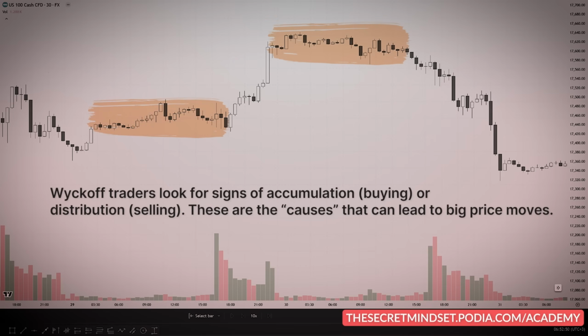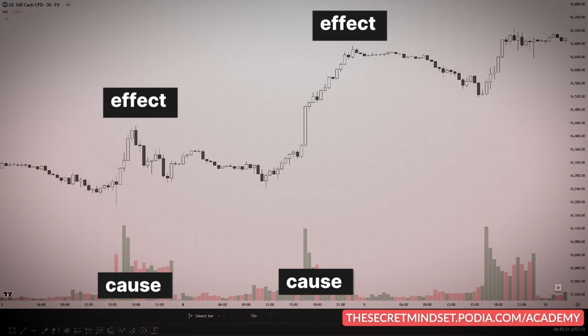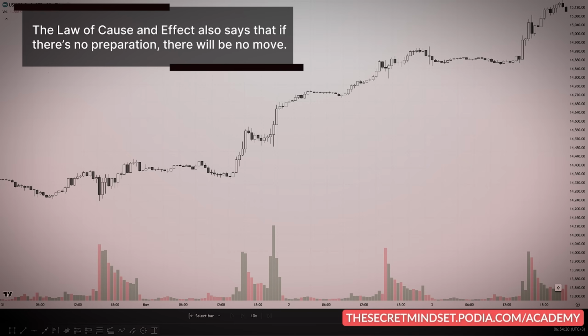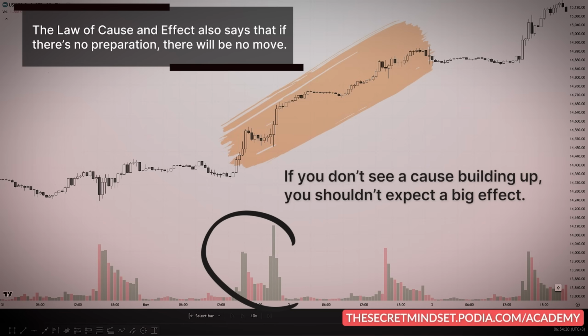This is why Wyckoff traders look for signs of accumulation, which is buying, or distribution, selling. These are the causes that can lead to big price moves. This law helps explain why markets sometimes seem to move for no reason. There's always a reason, but it might have been building up for a while before you noticed it. The law of cause and effect also says that if there's no preparation, there will be no move. This helps you avoid false signals. If you don't see a cause building up, you shouldn't expect a big effect.